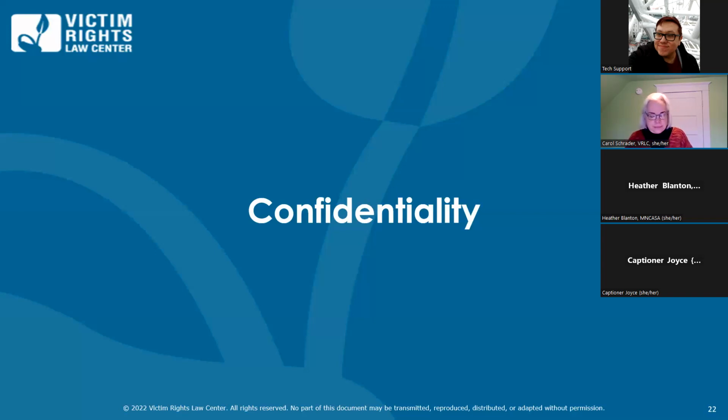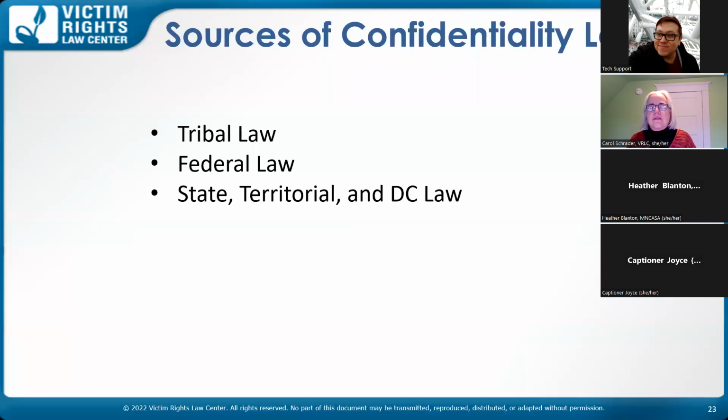Next slide, please. As Heather alluded to earlier, there are various sources of confidentiality law, and many of you referenced this in the chat earlier. Tribal law can be a source of confidentiality expectations. You need to check about that for where you work. There are hundreds of tribes in the country, and you may be engaging with people who are affiliated with more than one where you work. Just a reminder that sometimes tribal law isn't written down somewhere. You're not necessarily going to be able to Google it and find the code. Some of it is captured in oral tradition.